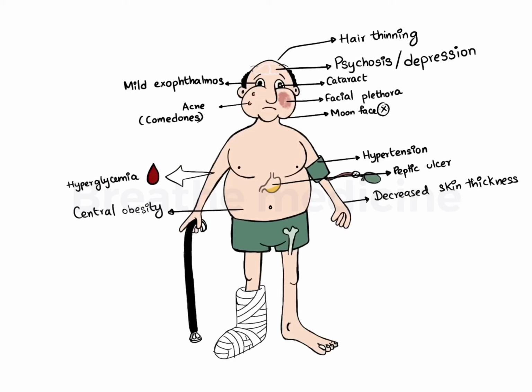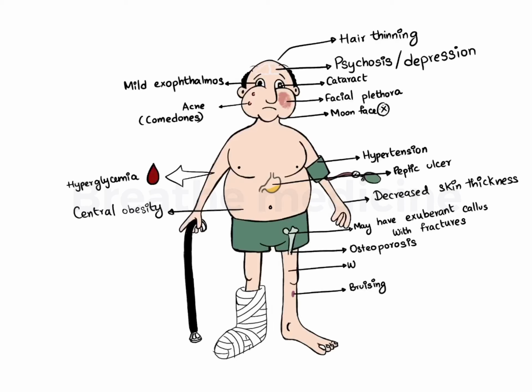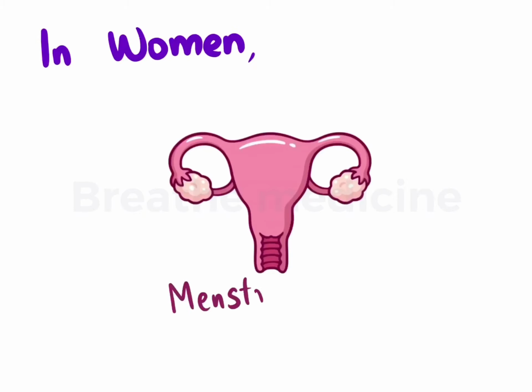With respect to bone involvement, the patient may have exuberant callus formation with fractures and osteoporosis. Patient is prone to easy bruising due to defective platelet adhesion, and they have a high tendency to get infection. Wasting and weakness of proximal thigh muscles, that is proximal myopathy due to muscle protein breakdown. And finally, there's purple striae, mostly seen in the abdomen due to collagen breakdown. In women, due to sex steroid action, the patient might present with menstrual disturbances such as amenorrhea.